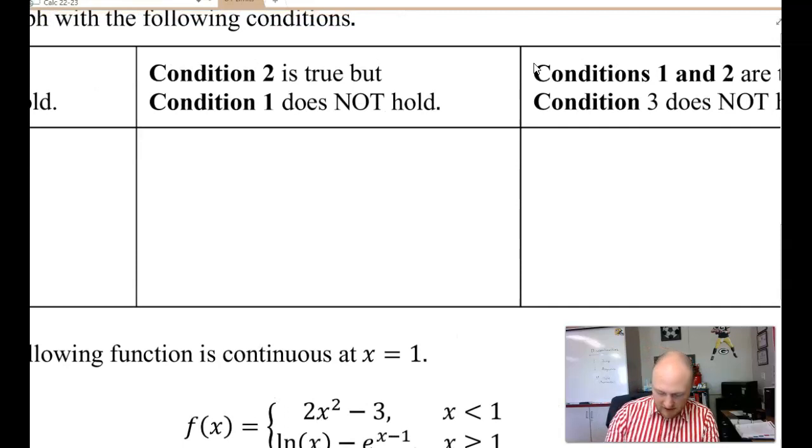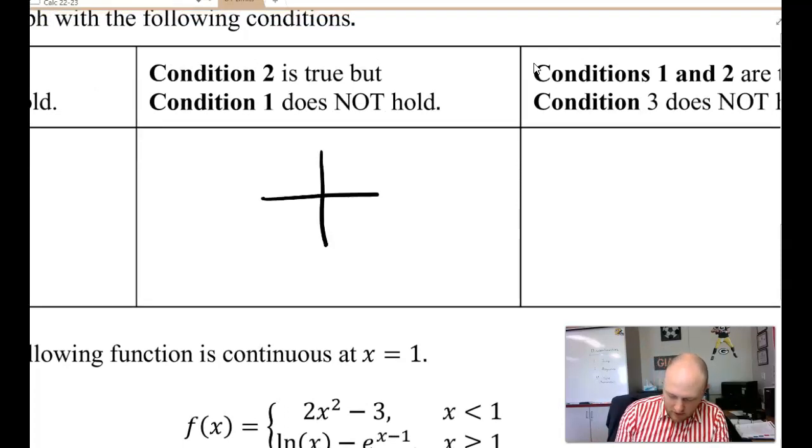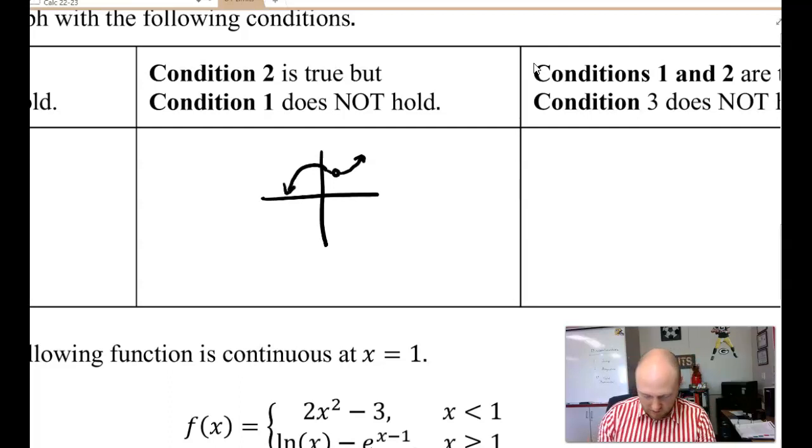Next they say condition number two is true, but condition number one does not hold. So the limit from the left is equal to the limit from the right. However, the function value is not defined. So here is an example of that. The limit from the left is equal to the limit from the right. However, the function value is not defined there.